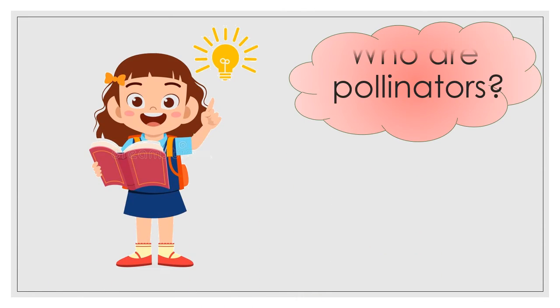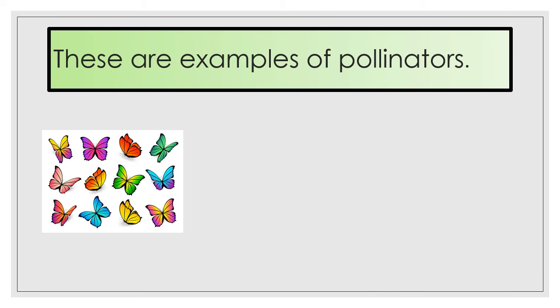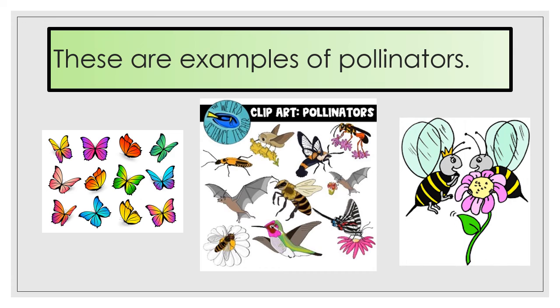Now, who are the pollinators? We will discover who are the pollinators. These pollinators are the agents of pollination. These are examples of pollinators. We have here butterflies, different kinds of insects, and bees. As you can see, these are all flying insects. These are agents of pollination.